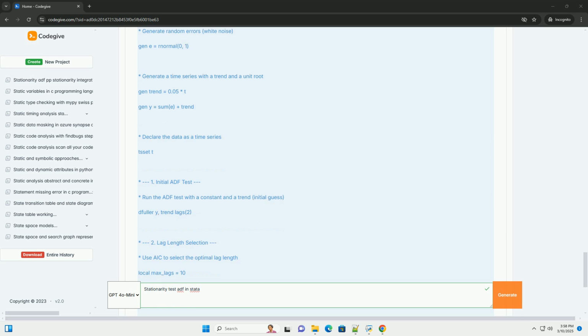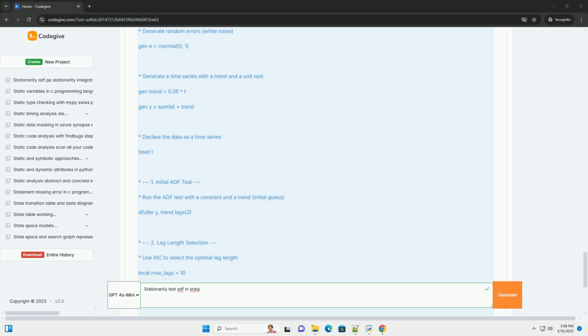Information criteria, AIC, BIC. These are statistical measures that balance the goodness of fit of a model with its complexity, the number of parameters. Lower values of AIC or BIC indicate a better model. You can use them to select the optimal lag length.